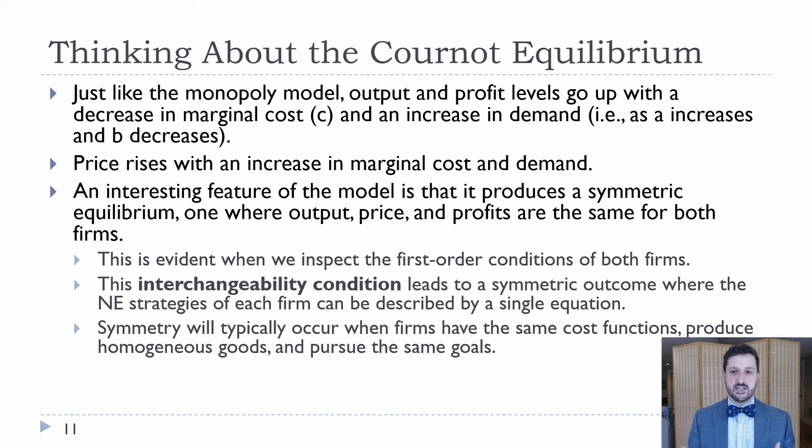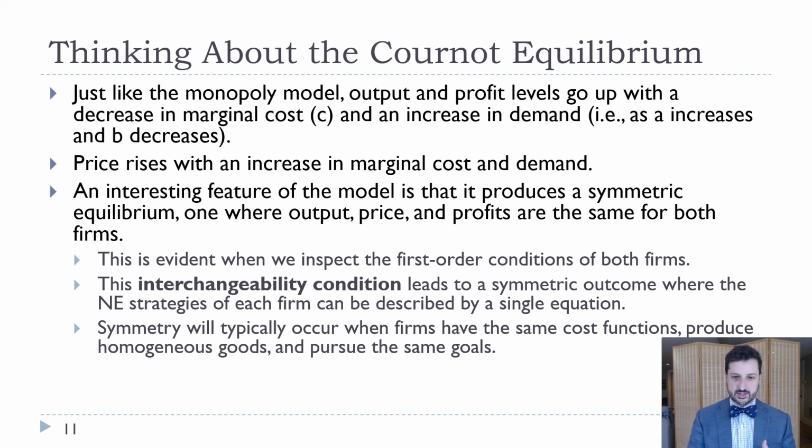And the nice thing is that it's a symmetrical equilibrium, right? And so we can tell that when we looked at the first order conditions, they were just symmetrical. They were mirrors of each other. And so this is called the interchangeability condition. That leads to a symmetric outcome where we can describe the Nash equilibrium of each firm by a single equation. It will usually occur when firms have the same cost functions and produce homogeneous goods and pursue the same goals.